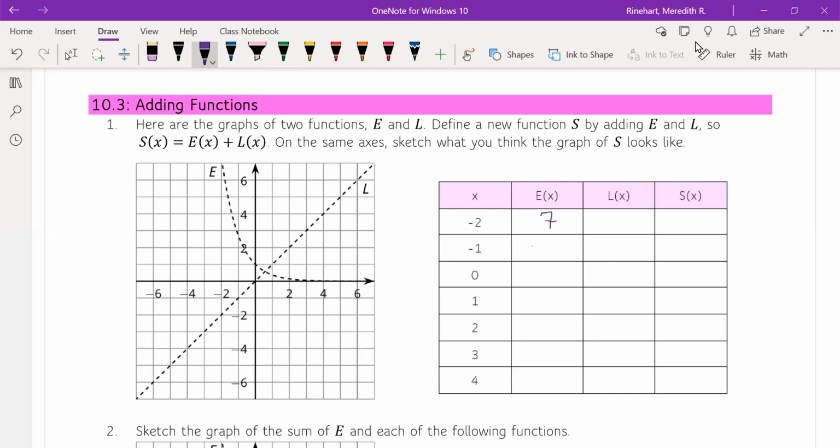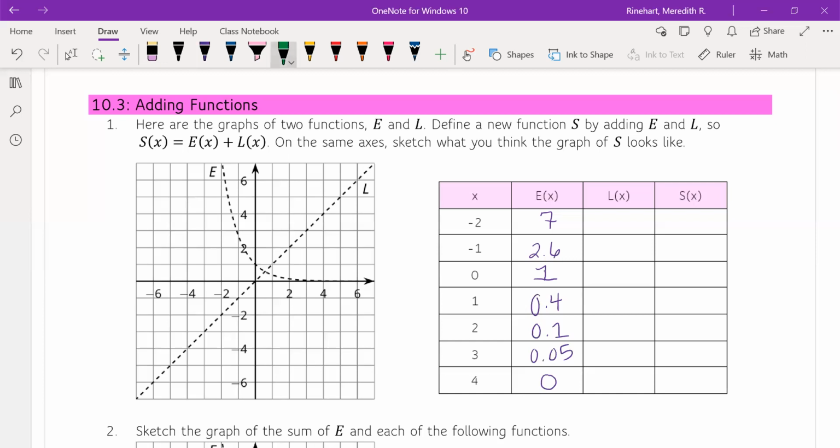At 0, our height or our y value is about 1. At 1, I would estimate that to be about 0.4. At 2, I would say about 0.1. At 3, 0.05. And at 4, I'm going to call this 0. We know that this is probably an asymptote here, which means it would be closer and closer to 0 and never cross it. But to make it easier when graphing, we're going to call it 0. And then after 4, those would all be 0 for e of x.